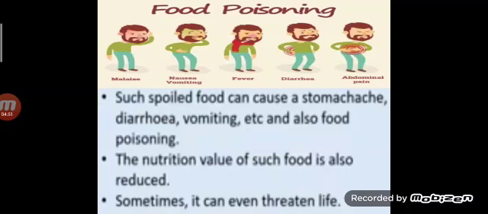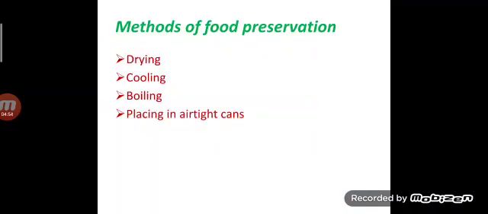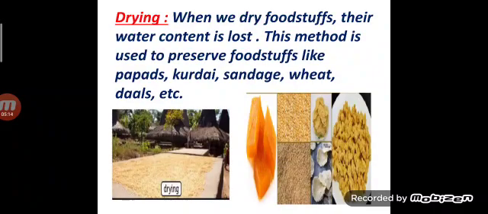Okay, children? Now we will learn different methods of food preservation. There are different methods of food preservation such as drying, cooling, boiling and placing in airtight cans. Let's begin with the first, drying. When we dry foodstuff, its water content is lost. This method is used to preserve foodstuffs like papad, kurdai, sandwich, wheat, dals, etc.